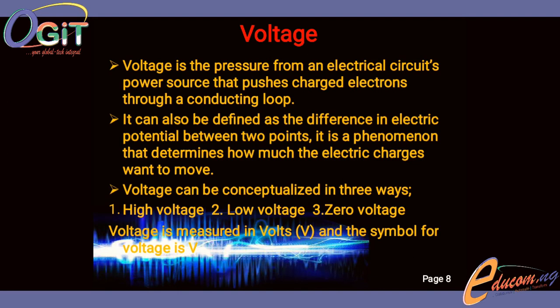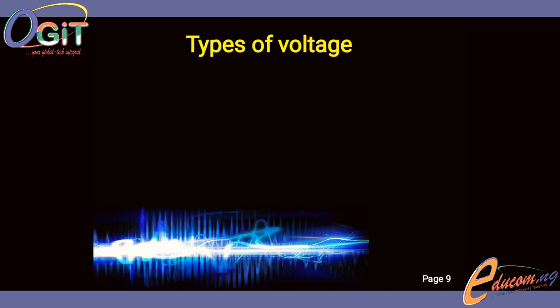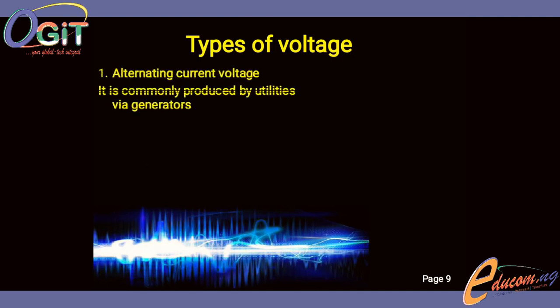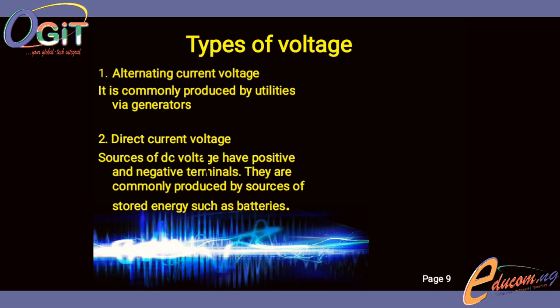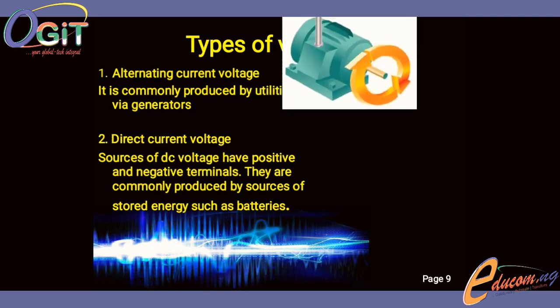Voltage is measured in volts, and the symbol for voltage is V. Types of voltage. We have 2 types of voltage. 1, alternating current voltage, commonly produced by generators, materials that rotate, like a windmill and the like. And the second one, direct current voltage. Sources of such are materials that have two terminals, positive and negative, like the battery your wall clock uses.